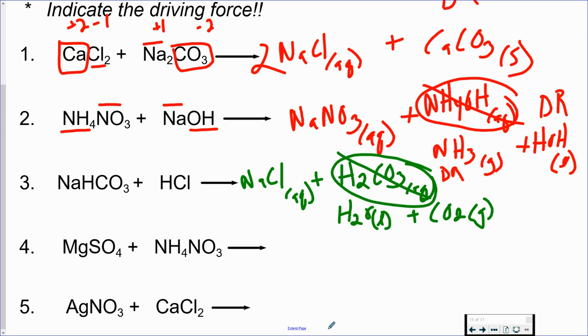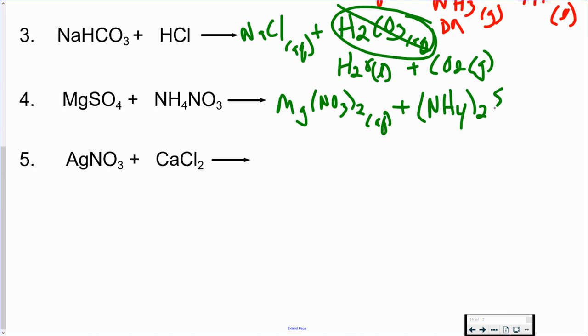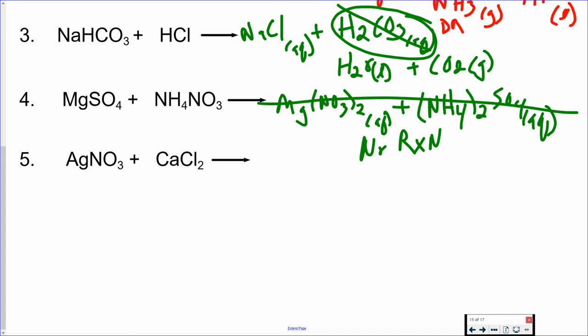On the next one, question number 4, magnesium has a +2 charge, so it's Mg(NO3)2. This is aqueous due to solubility rule number 2. NH4 and SO4, so there would be 2 of these, (NH4)2SO4. NH4 automatically makes everything aqueous. If they are both aqueous, it is a no RXN. So if we can't tell something happened, nothing happened.